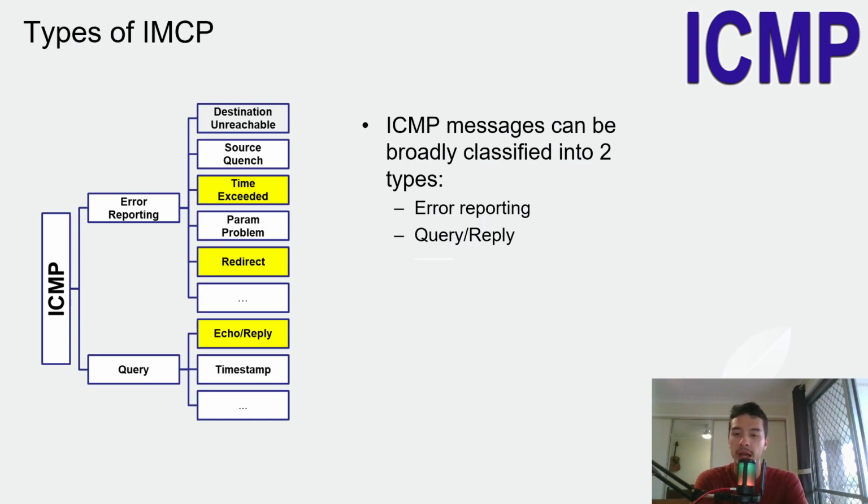So types of ICMP. You've got querying, which is the echo reply and timestamps. You've got error reporting, so maybe you can't reach the destination. There's time exceeded. There's a redirect. Those are different types of errors that can potentially arise, and they add a layer of security understanding into the network.